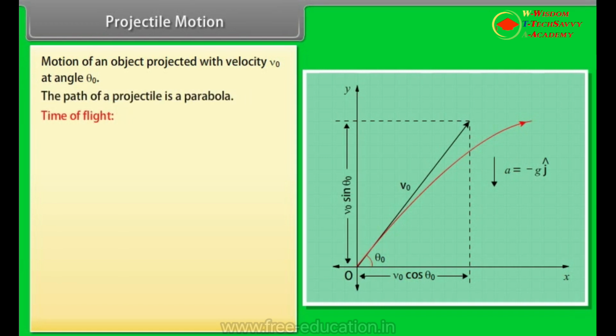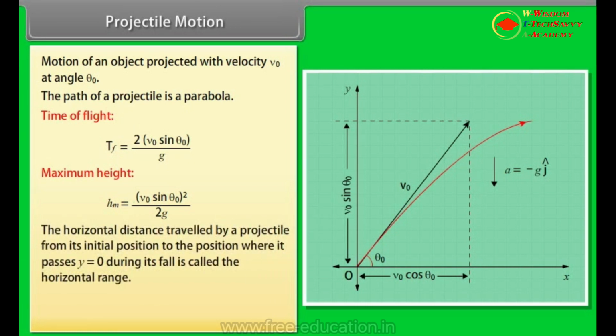Time of flight of a projectile is Tf equal to 2 v naught sin theta naught divided by g. Maximum height of a projectile is Hm equal to (v naught sin theta naught) squared divided by 2g. The horizontal distance travelled by a projectile from its initial position to the position where it passes y equal to 0 during its fall is called the horizontal range. Horizontal range of a projectile is given by v naught squared times sin 2 theta naught divided by g.